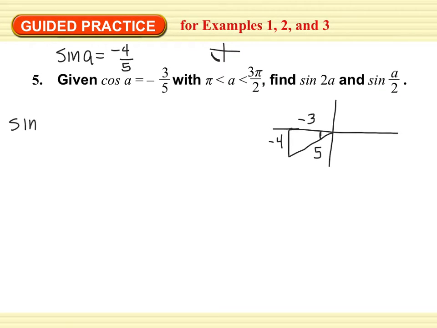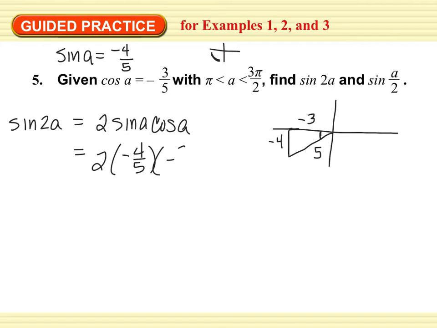So my sine double angle formula is 2 times sine A cosine A. So 2 times negative 4/5 and negative 3/5. Multiply across the top. 2 times 4 is 8 times 3 is 24 over 25. Oops. I believe that is my answer. Yay! Let's do sine A over 2.